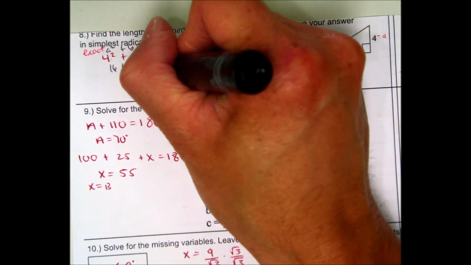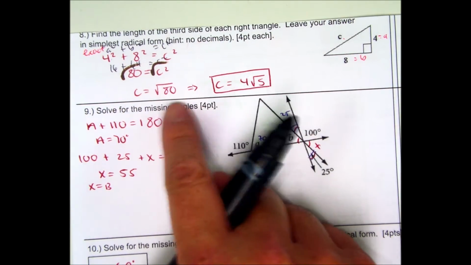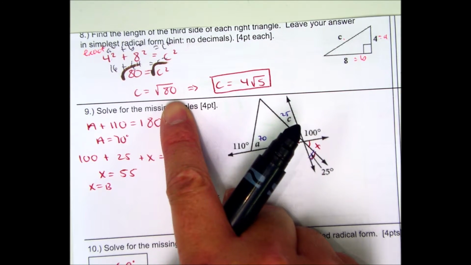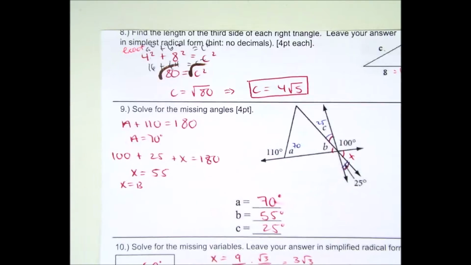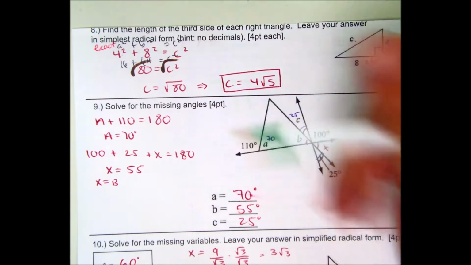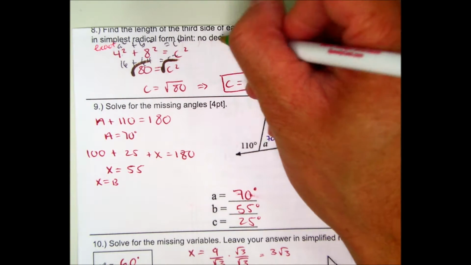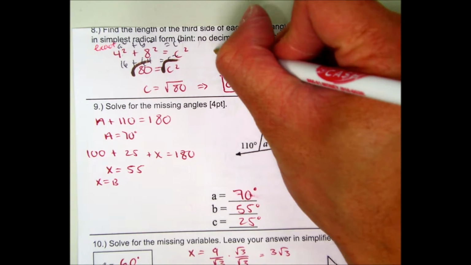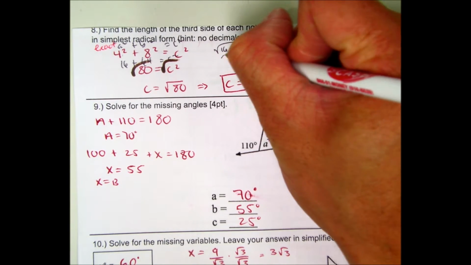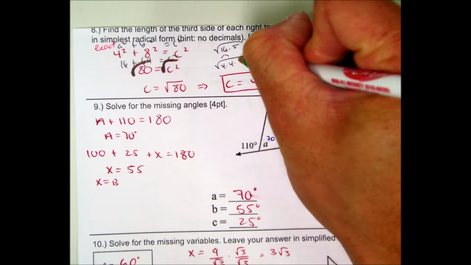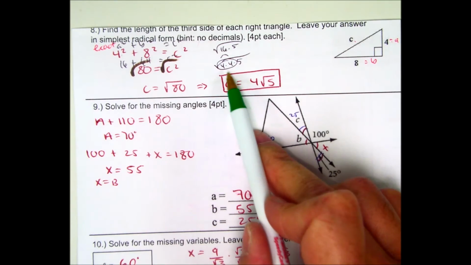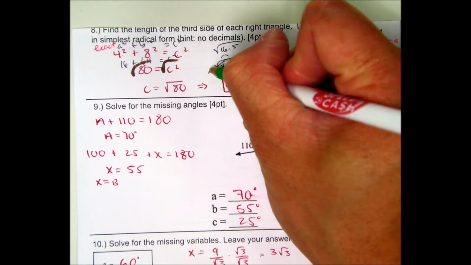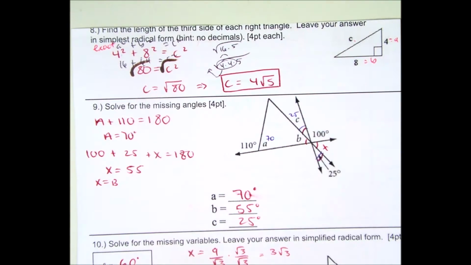Take the square root of both sides. C equals the square root of 80. Now this is not simplified. So here, all I'm doing is looking for factors, right? The best one is 16 times 5, because in 16 times 5, you'll get 4 times 4 times 5. And that 4 is a pair, and that pair comes out, and you get C equals 4 radical 5.